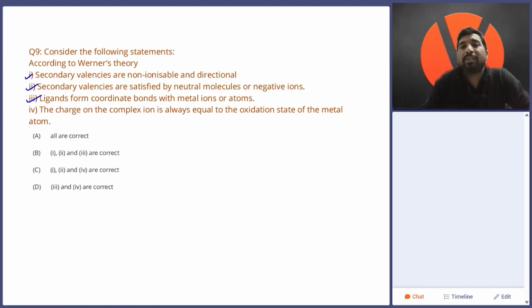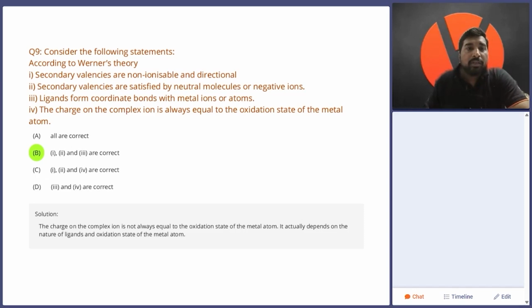The charge on the complex ion is always equal to the oxidation state of the metal atom. No, this is not the right statement. It is not always; it is not compulsory that the charge present on the ion is equal to the oxidation state of the central atom. It can be different. So which option is right? First, second, and third are correct, so option B is the right option. Now check the answer. Yes, definitely B is the right option.